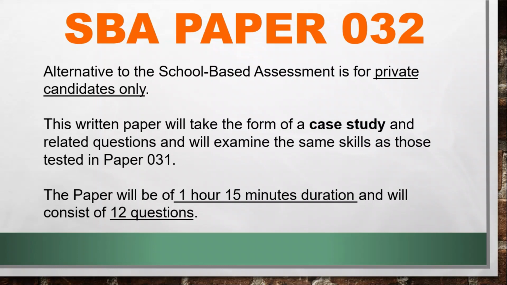And what I'm going to do, I'm going to go through the specimen paper that was available in the syllabus. I'm just going to go through it so you see exactly how you would go about answering the questions on this paper 032, so this alternative paper. So the specimen paper given is 1 hour and 15 minutes and consists of 12 questions. So I'm going to look at that right now.